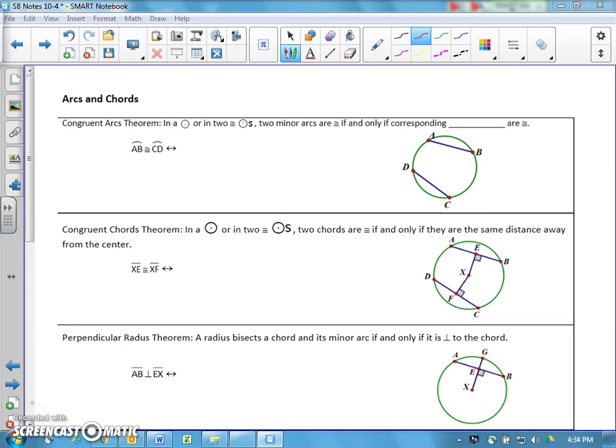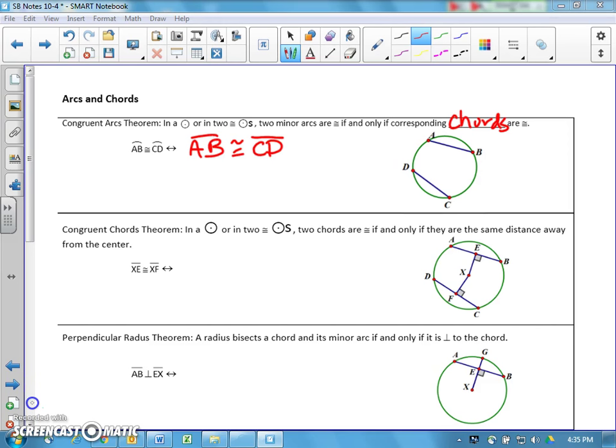Our congruent arcs theorem says that in a circle or two congruent circles, two minor arcs are congruent if and only if corresponding chords are congruent. So in our case, that would say that arc AB is congruent to arc CD if and only if segment AB is congruent to segment CD.